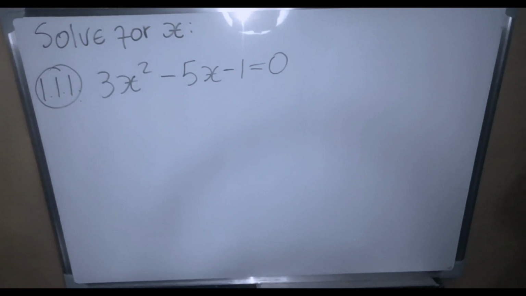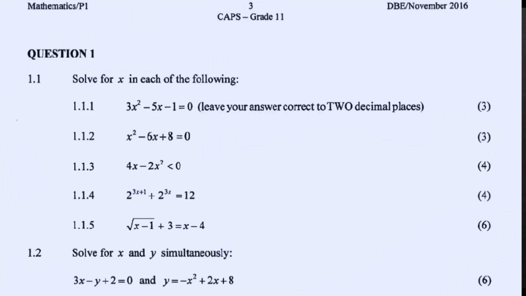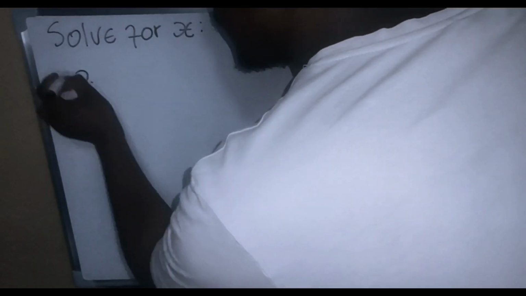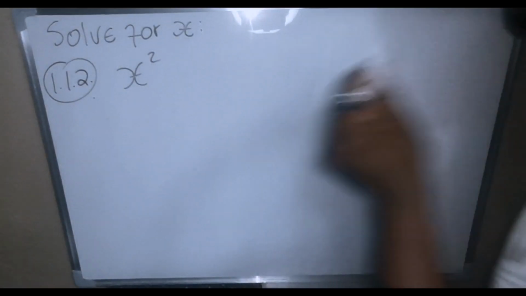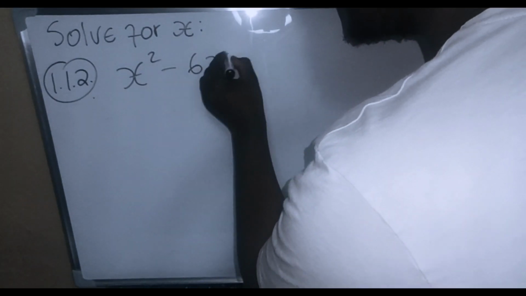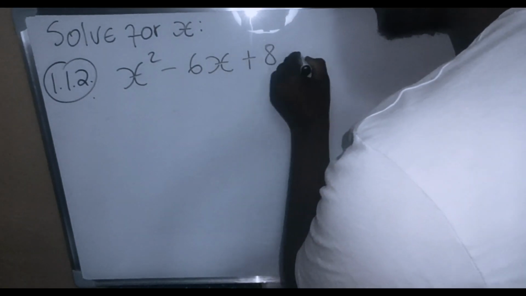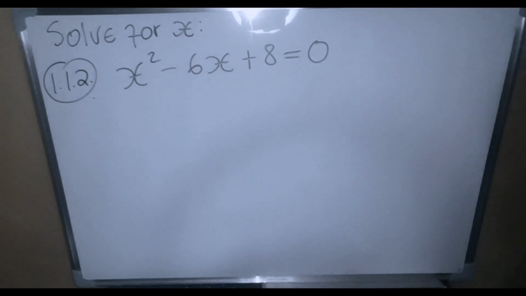Welcome back again. On this video, we're going to continue with question papers for mathematics paper 1, preparation for examinations. And this one is of 2016 November, paper 1 mathematics, national examinations, South Africa. 1.1.2. I've got x squared minus 6x plus 8 equal to 0. Solve for x in this case.